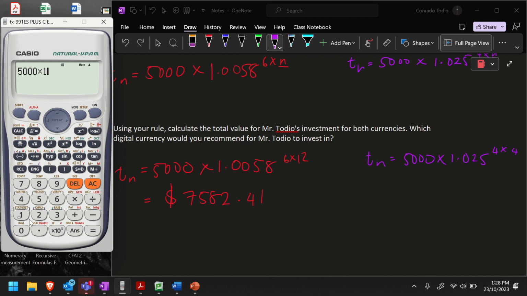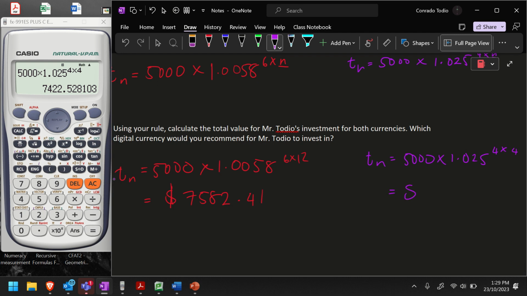So what will that give us? 5,000 times 1.025 to the power of 4 times 4. It gives us 7422.53. So I love that you guys understand that because it's compounding more in Bitcoin, you'll probably make more over a longer period. Good. So mathematically speaking, which one's a better investment after 5 years? Bitcoin. But if you're only going to invest for 2 years or 1 year, maybe Ethereum is better.